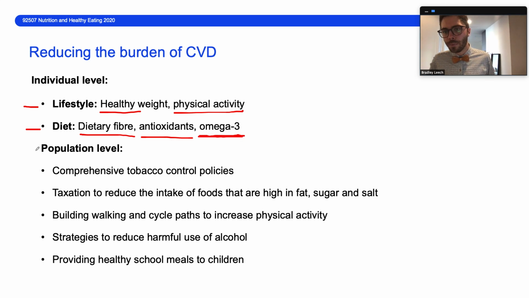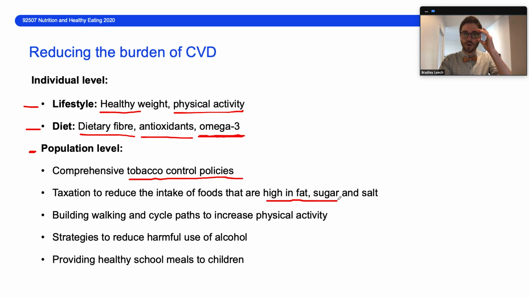From a population level, controlling tobacco use. Maybe we could implement a taxation to reduce high fat and high sugar foods. That's been something in debate in the news in recent years, and whether or not that would actually result in a reduced prevalence and incidence of cardiovascular disease.